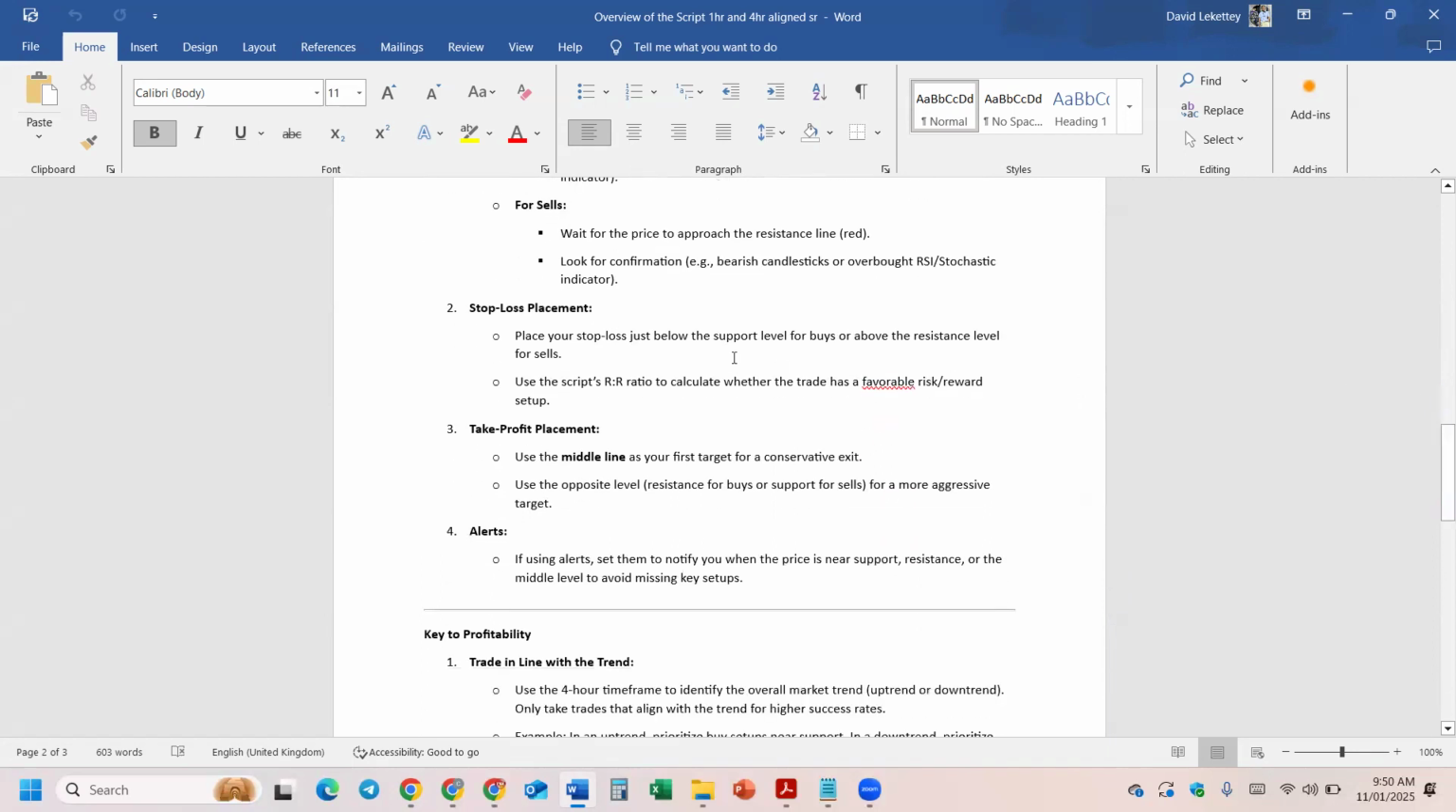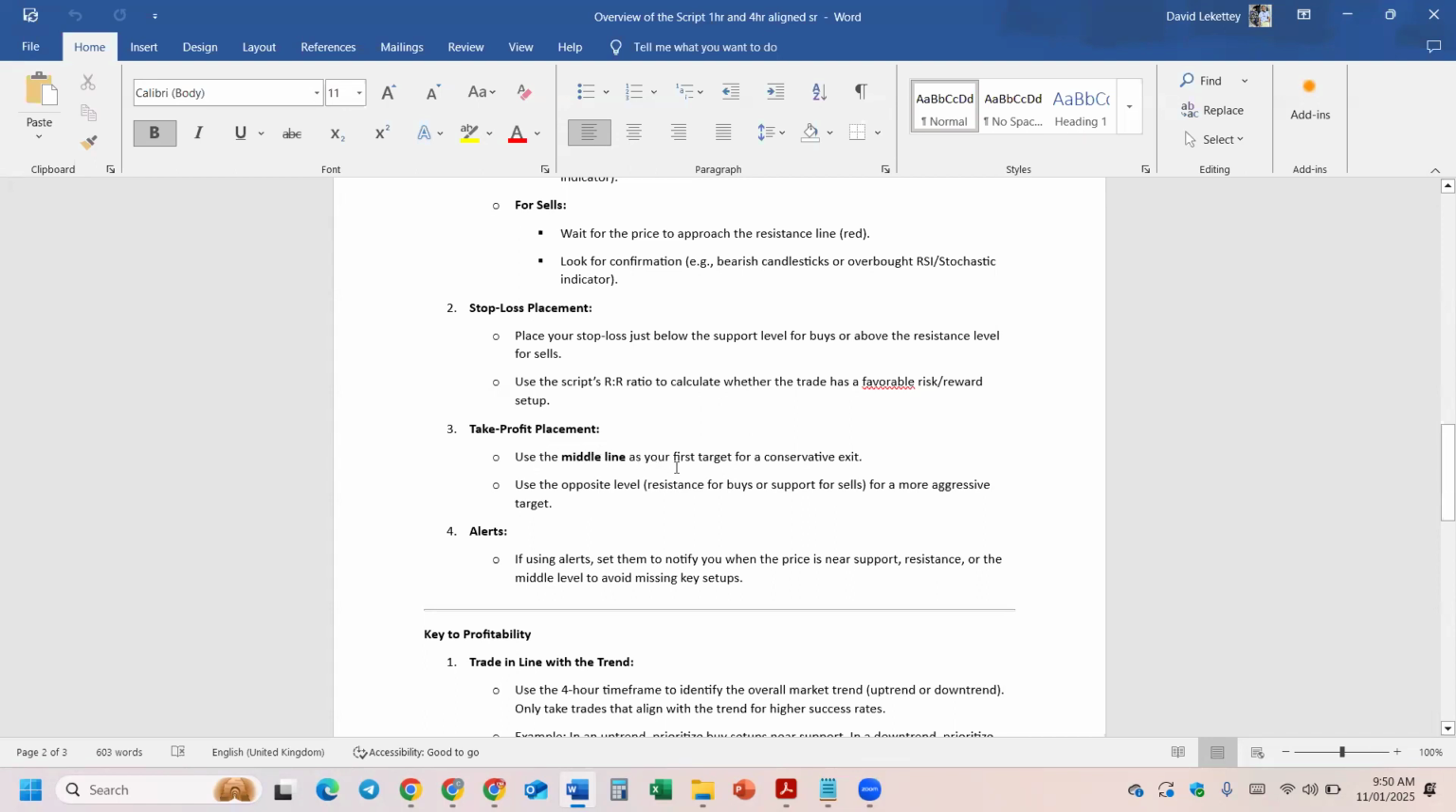Stop loss placement. Place your stop loss just below the support level for buys or above the resistance level for sells. Use the script to calculate the risk to reward ratio, to see whether the trade has a favorable risk to reward set up.